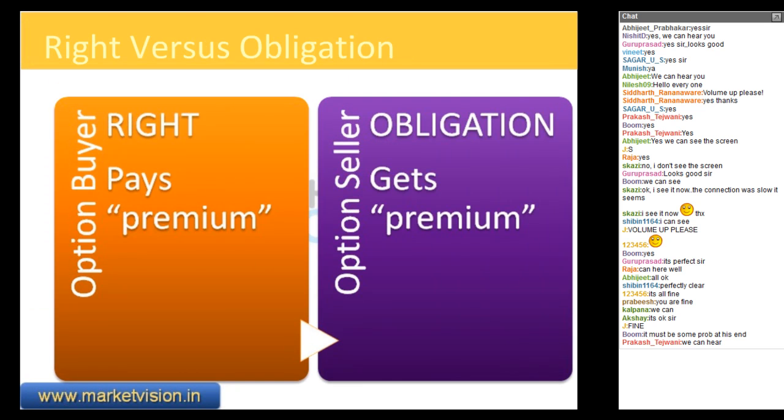Now, if I were to classify two kinds of people, they're buyers and sellers. You're the buyer, I am the seller. You pay 10 rupees to me, that's a premium you pay, and you get the right to buy Reliance. If I am the seller, I get the 10 rupees from you, but I'm obliged to sell Reliance. If Reliance goes to 1,200 tomorrow, I have to sell it to you at 900 rupees. So this is the right versus the obligation.